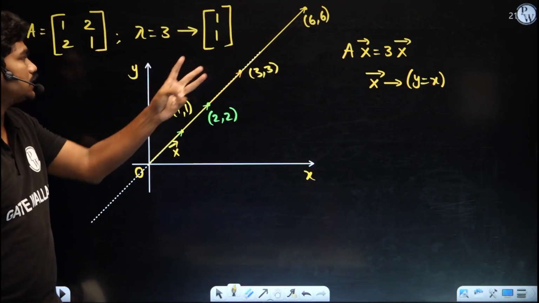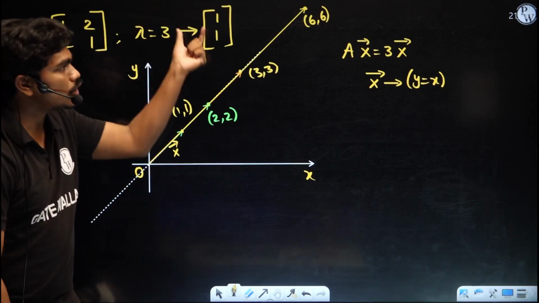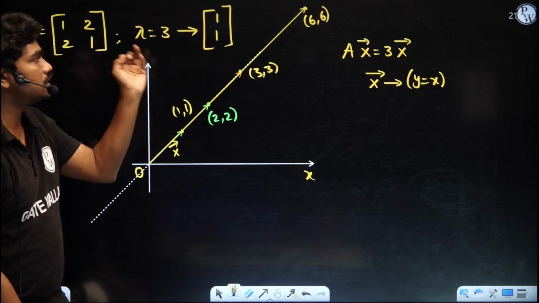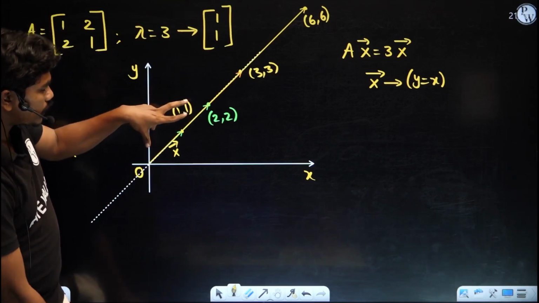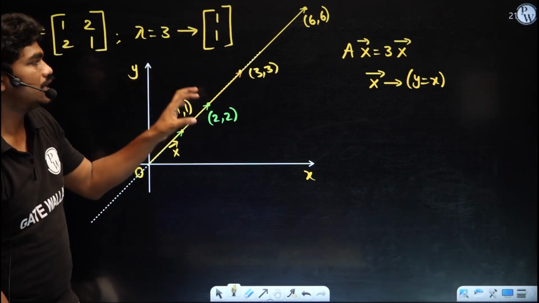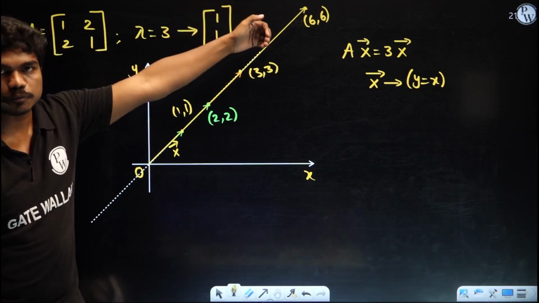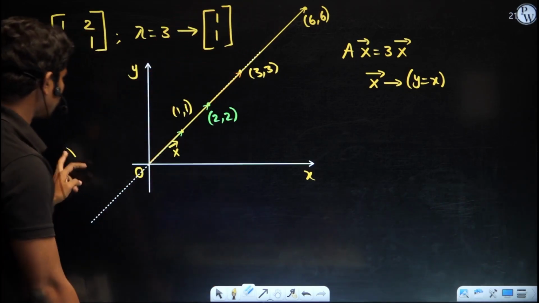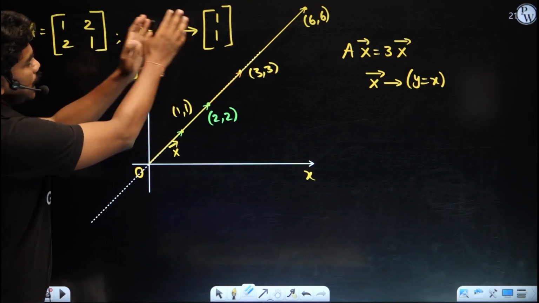These are connected in such a way that when you apply this matrix on this vector, the length of the vector changes by a factor of 3. When you consider (1, 1), this gives you the vector (3, 3). When you consider (2, 2), it gives you (6, 6). If you take (4, 4), it gives you (12, 12). Like that, this eigenvector will convert this.